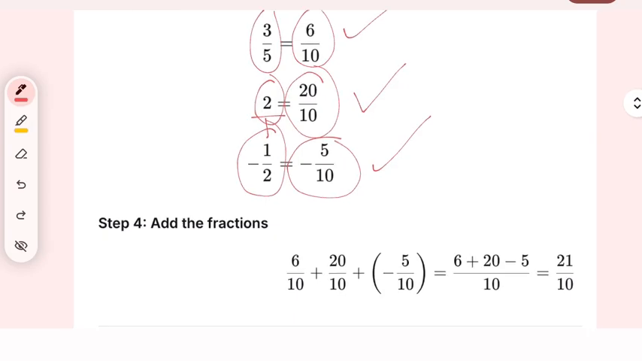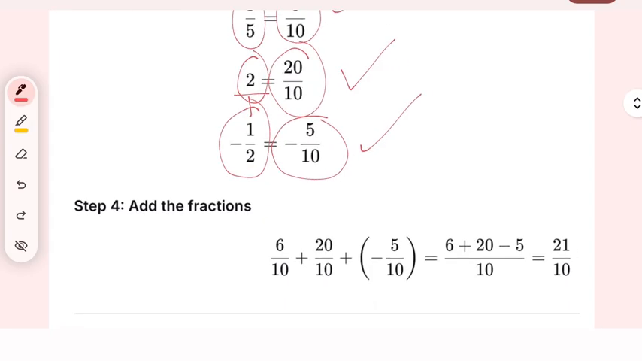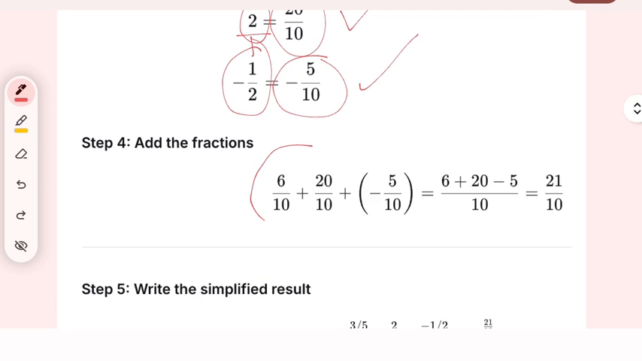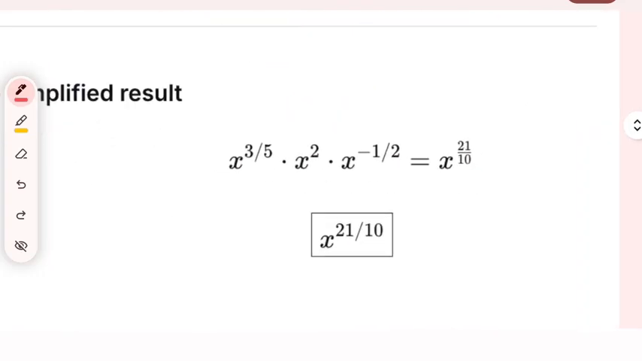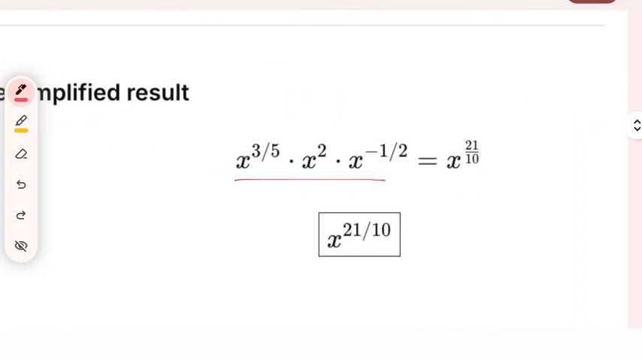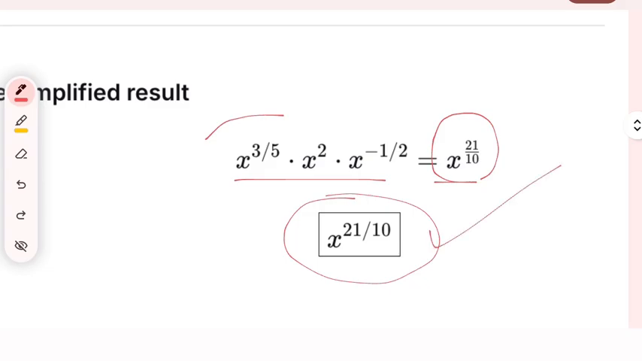So now you can combine all of the exponents. So we have all the exponents now, right? We combine it. The answer is 21 over 10. So that is now the combination of all the exponents. Therefore, this one becomes x to the 21 over 10. And the final answer, if we simplify it, is x to the power of 21 over 10. And that would be the final simplification, or the final answer.